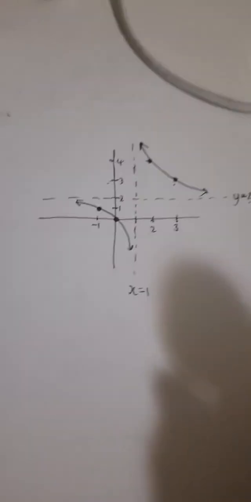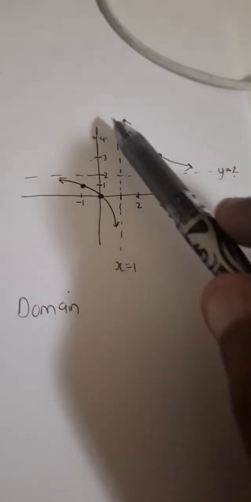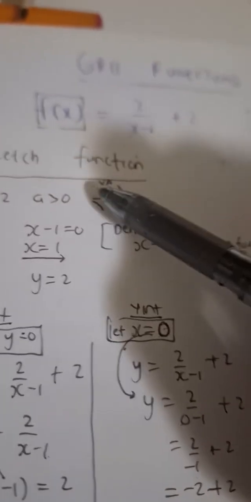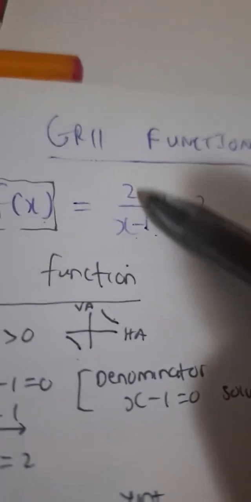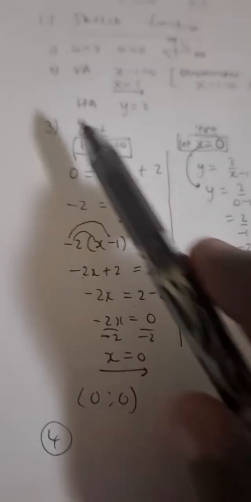Now I have some follow-up questions. The follow-up question after this is domain. They're asking me to give the domain of the function. Remember, I've been able to sketch the function using the a value. When it's positive, it means first and third quadrant. If it was negative, it would mean second and fourth quadrant. Please, guys, the quadrant is always dictated by the a value. Vertical and horizontal asymptote, we spoke about. Then finding the x and the y-intercept, we spoke about.